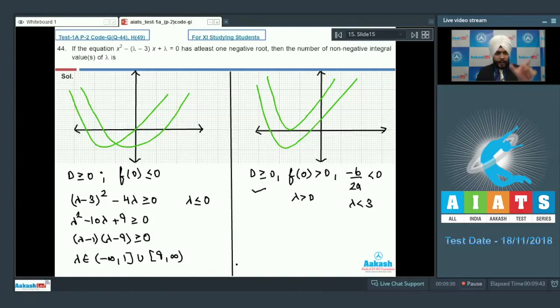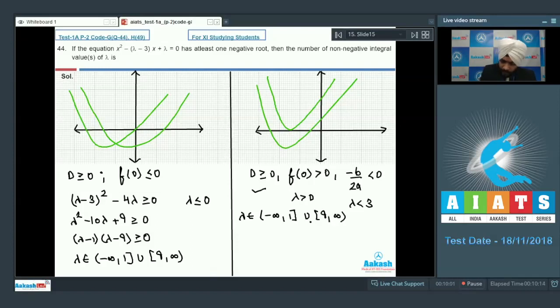Students, what we have to do finally, we have to take the intersection of the two conditions of case 1, the intersection of the three conditions of case 2, and then we have to take the union, because both the cases are possible according to the condition of this question. Now what will happen here? Lambda belongs to minus infinity to 1 union 9 to infinity is the answer.